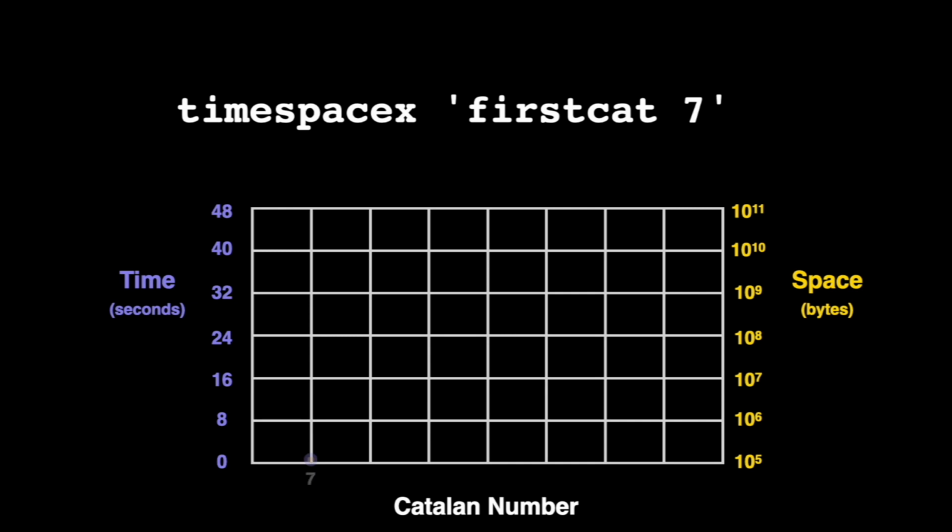These Timespacex results show us that time and space requirements increase far too quickly to get us much further than the 16th number in the series, even with computer assistance. It's obvious that we really need a different approach if we're going to find the millionth Catalan number.